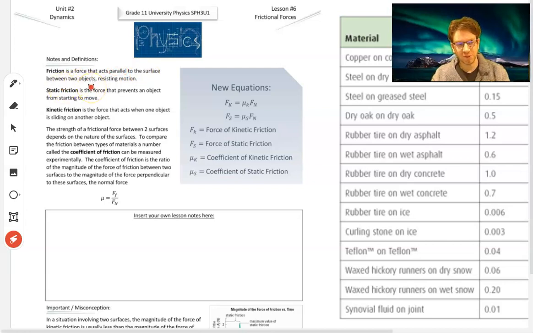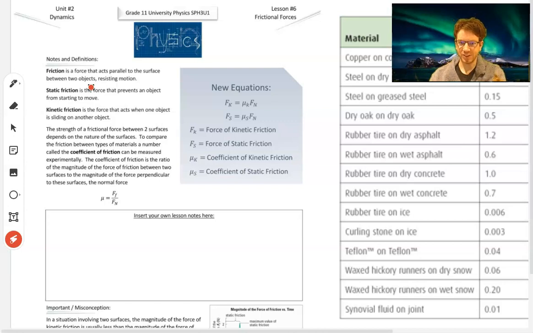This is similar to, or not similar to, but the exact opposite of the normal force, because the normal force is always perpendicular. Okay? So, for example, if I took my hands and put them together like this, and I push them together, well, there's a normal force out in this way. But then if I start sliding them like this, there's frictional forces parallel to that direction.